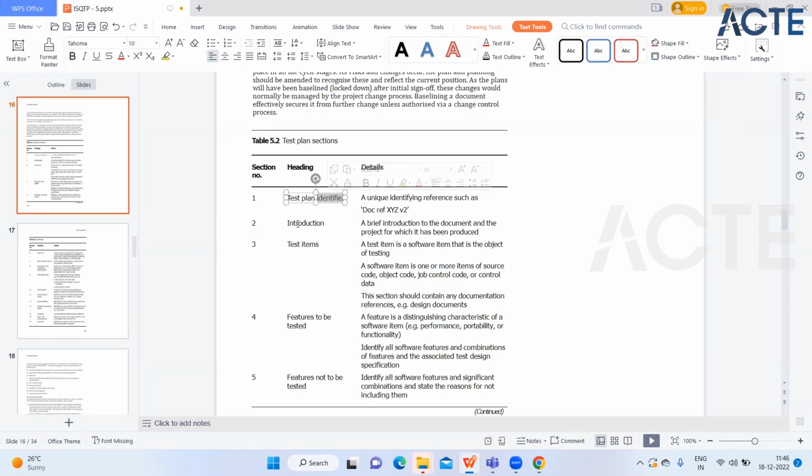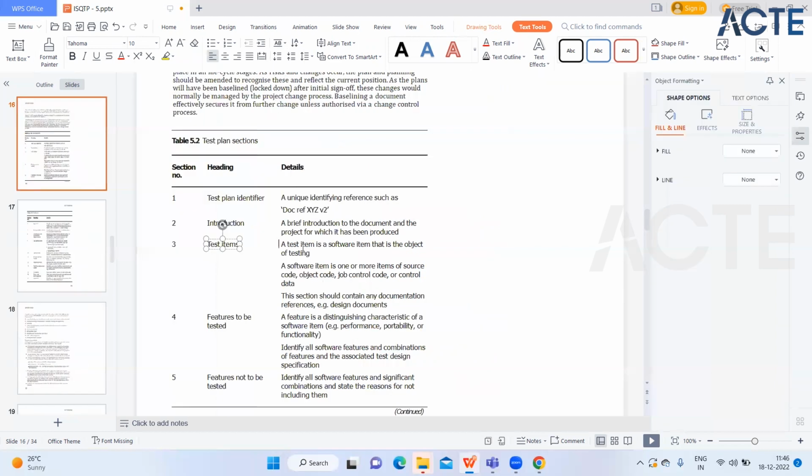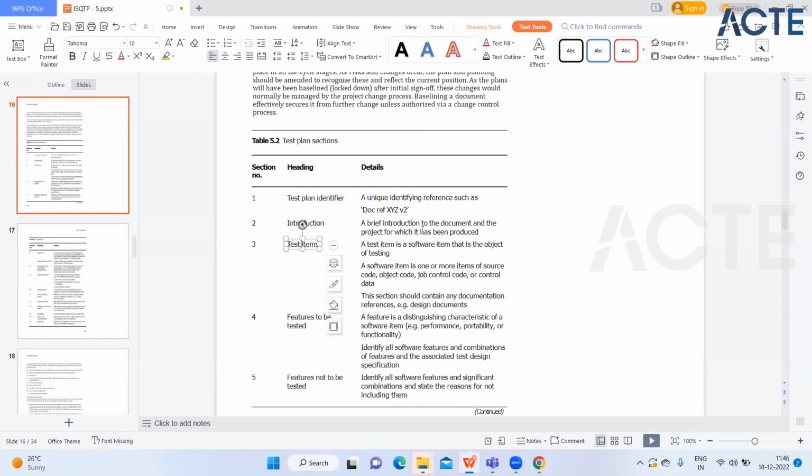After that, we'll be having the introduction. So introduction is like a brief introduction to the document and the project for which it has been produced. A test item is a software item that is the object of testing. So this is the test item. Introduction is where we are just defining a brief introduction of the document, as the name suggests. A software item is one or more items of source code, object code, job control code, or control data.